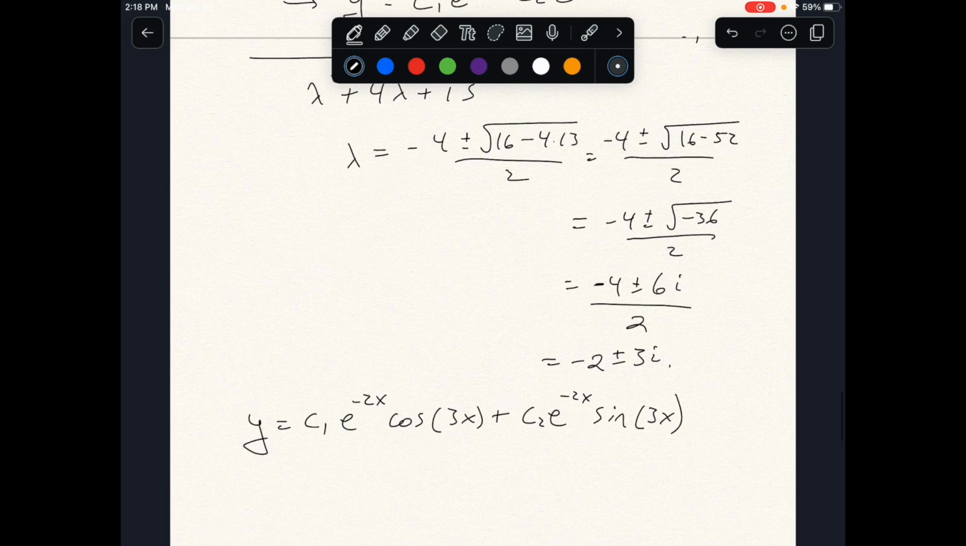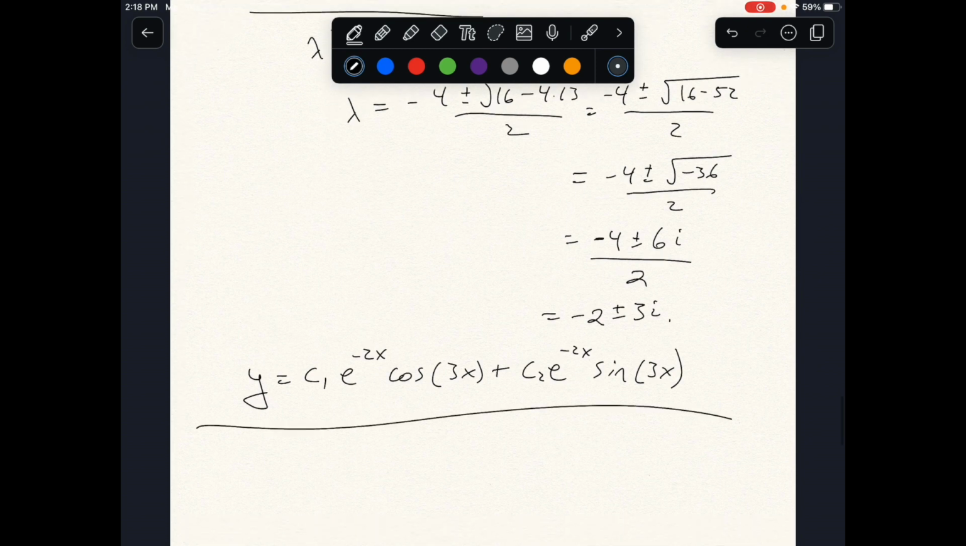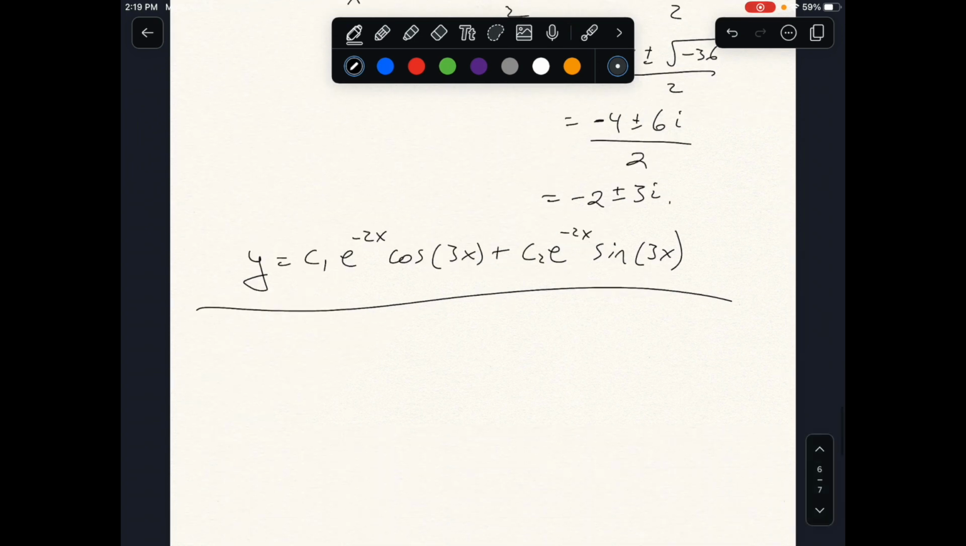So that's how you solve the homogeneous things. That's how you find the complementary solutions. And then for the non-homogeneous stuff, if you have a right-hand side, let's say y double prime plus y equals 4x squared plus 3x, something like this.